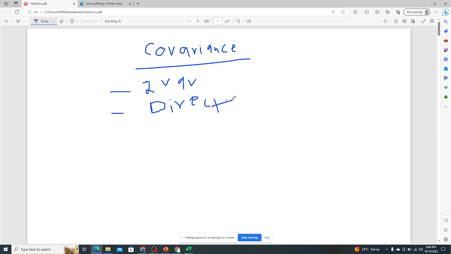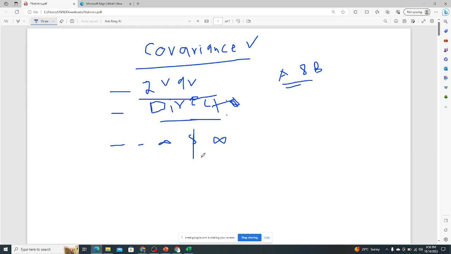Sorry, I'm just drawing. That's why you can see my handwriting is poor. This is not my actual handwriting, but it's because I'm using a mouse to draw. So we've said that covariance basically shows us a joint variation between two variables. We might have variable A and variable B. Then we have a direction, which shows us the direction of these two variables.